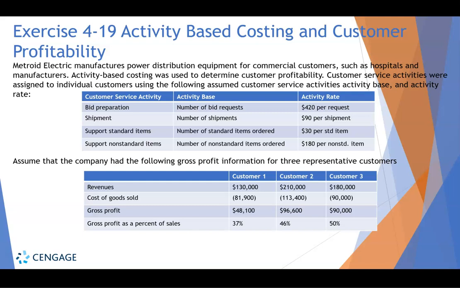If we look at this exercise, Vetroid Electric manufactures power distribution equipment for commercial customers such as hospitals and manufacturers. Activity-based costing was used to determine customer profitability. Customer service activities were assigned to individual customers using the following assumed customer service activity bases and activity rates. So we've got bid prep, shipments, support for standard items and non-standard items, and we've got the base and the activity rate. And assume that the company had the following gross profit information for three representative customers. So each customer shows what the revenues were, the cost of goods, and the gross profit.